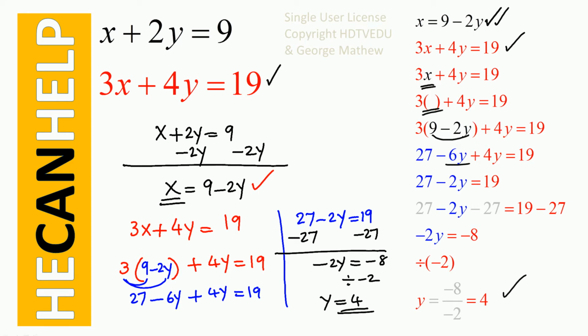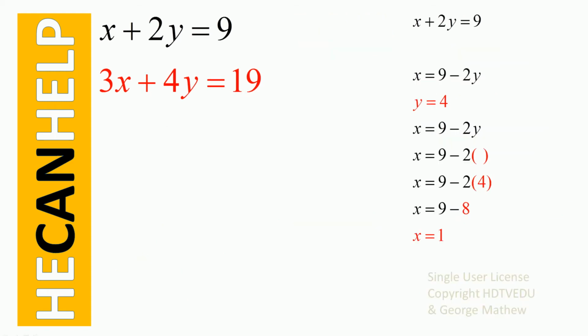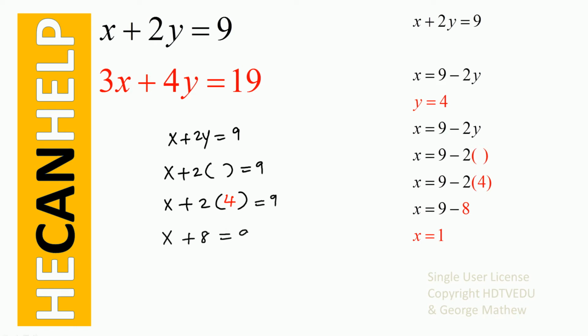So once we have y is equal to 4, what do we do? Substitute back into either of those equations. So you have x plus 2y equals 9. x plus 2, substitute for y. And what is y? It is 4. And that is equal to 9. So you get x plus 8 equals 9. Subtract 8 from both sides and you get x equals 1.